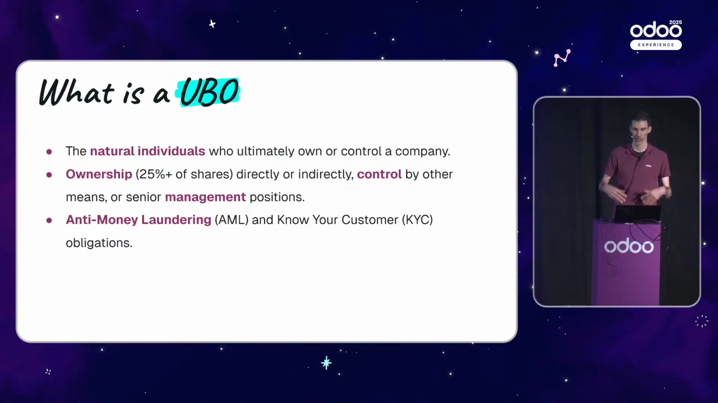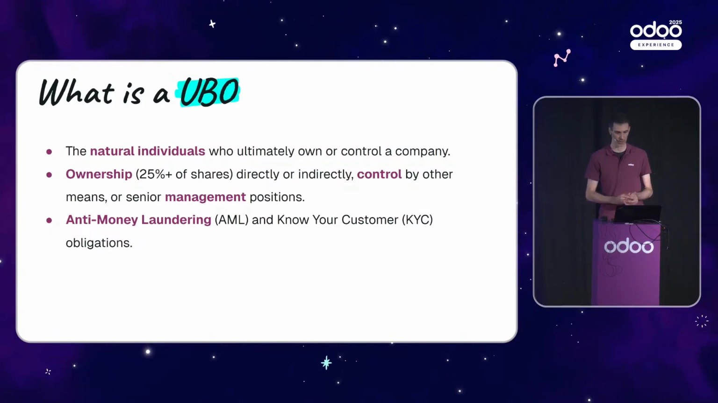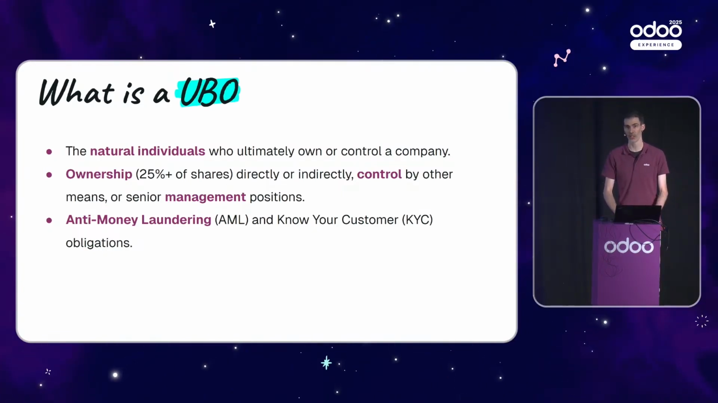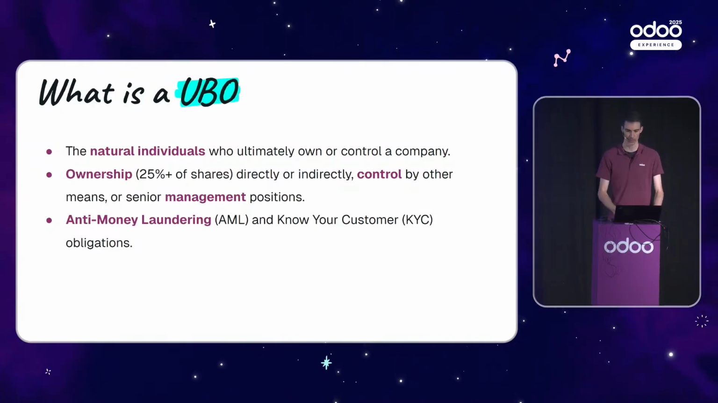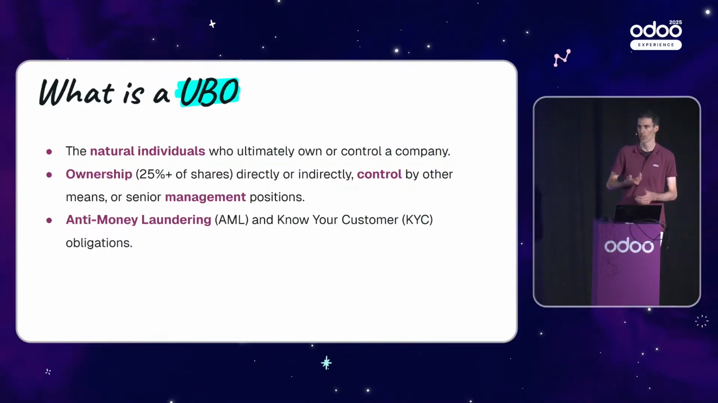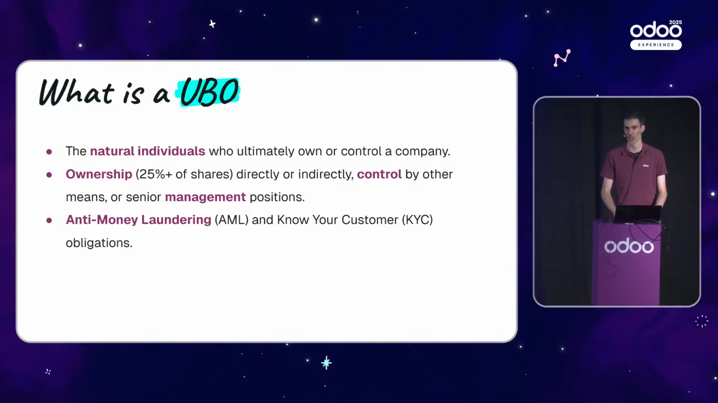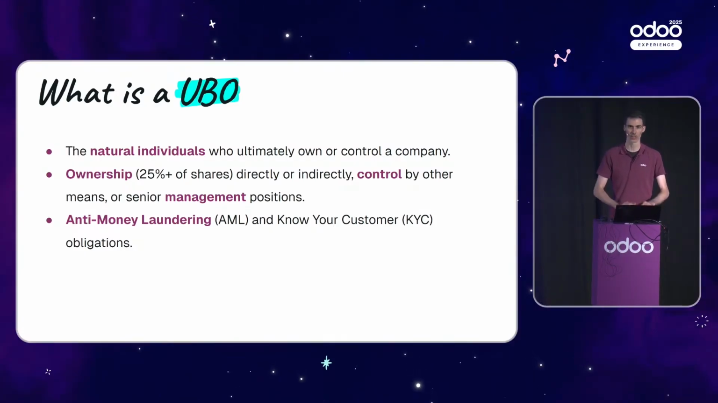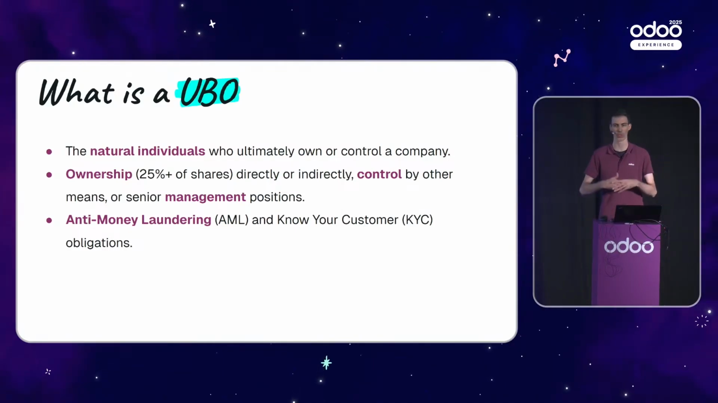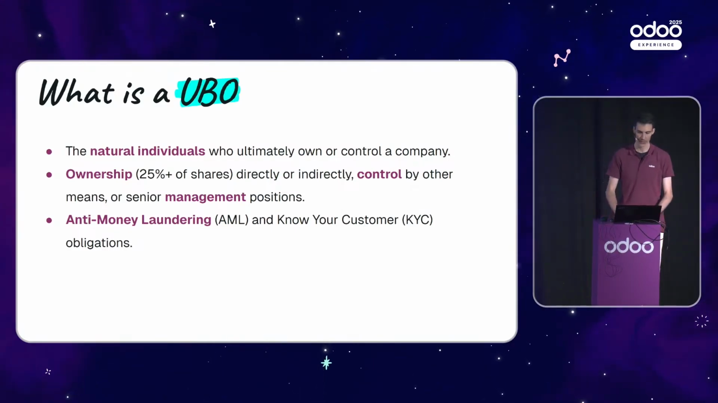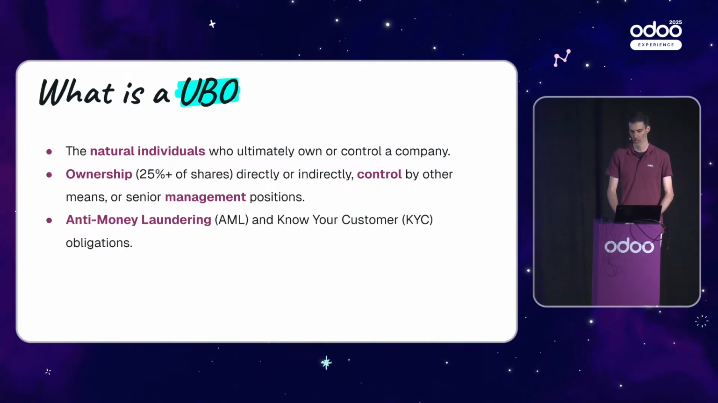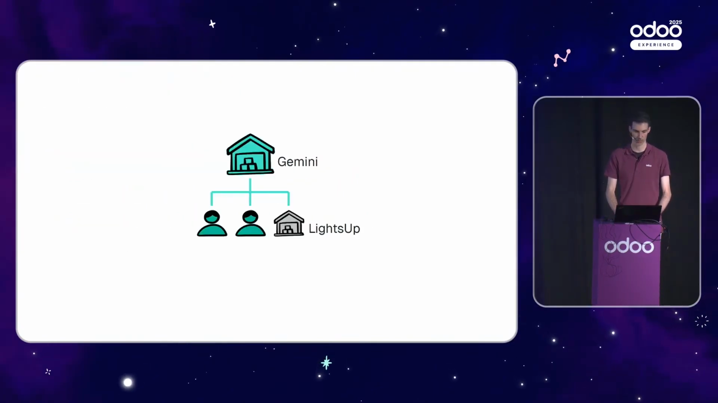They typically do that with ownership, typically more than 25% of shares, directly or indirectly, so it could be through another company. Or it could be controlled by other means, like statutes, shareholder agreements or voting agreements, or a senior management position, like chairman of the board or CEO. And this is something that companies need to report to their government in many countries, certainly in the majority of Europe, in the context of anti-money laundering and KYC obligations.